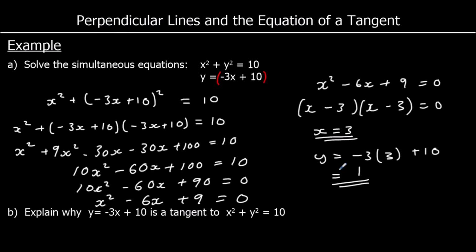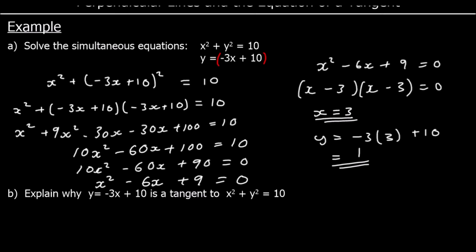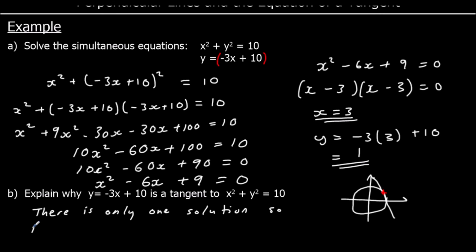So we solved the simultaneous equations and there was only one solution. So on a graph, if there's one solution, we've got a circle and a straight line. And there was only one solution. So it couldn't have gone through the circle, otherwise there would have been two solutions. So it must have just touched the circle. And that's why it's a tangent. So there is only one solution. So the straight line touched the circle. It didn't pass through.